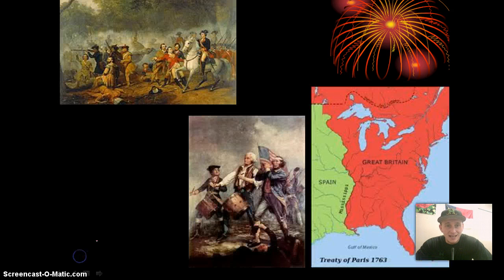All right, the last slide is going to show the new territory for Great Britain. Great Britain won. They beat the French. All right, so along this line, which is the Mississippi River, is going to be the new territory. So Great Britain will own all the land east of the Mississippi. All right, and that is it for Section 1.